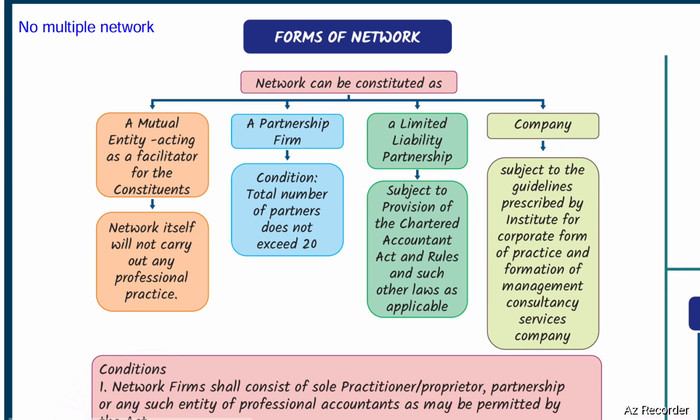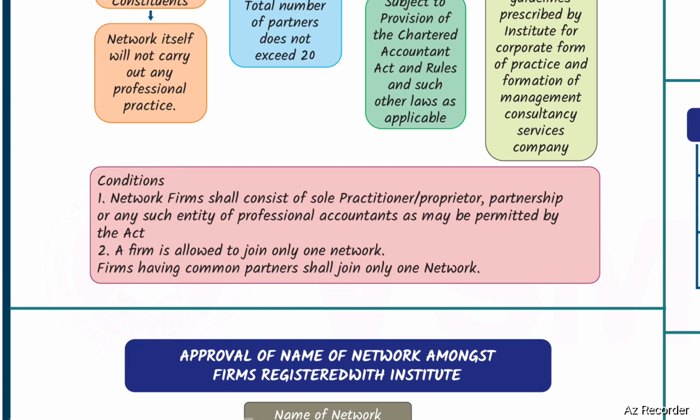So, no multiple network firms are allowed. Condition: network firms shall consist of a sole practitioner or proprietor or partnership or any such entity of professional accountants as may be permitted by the Act. A firm is allowed to join only one network. Firms having common partners shall join only one network.